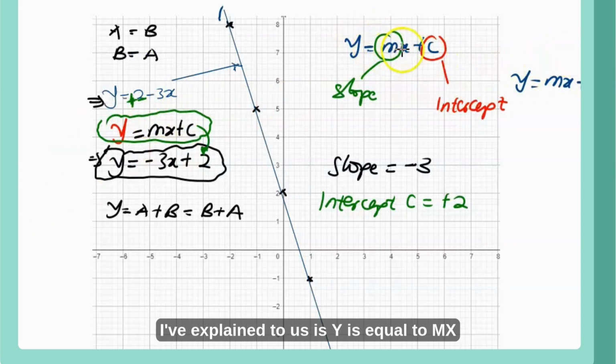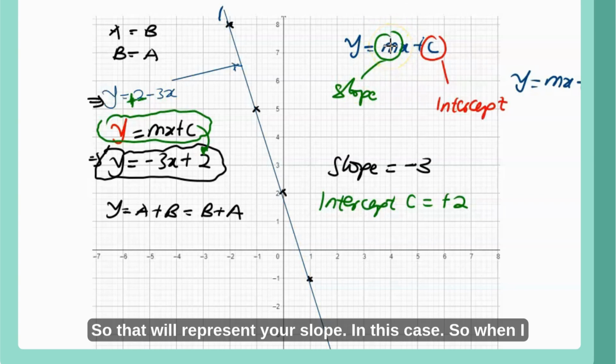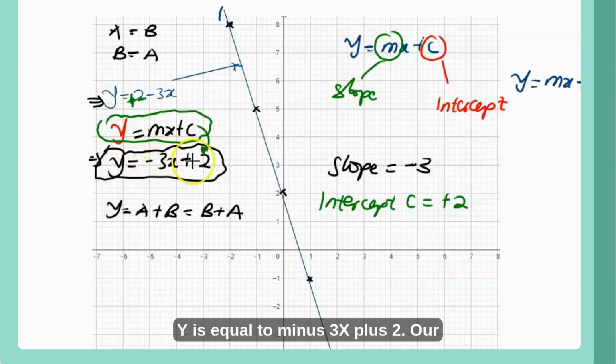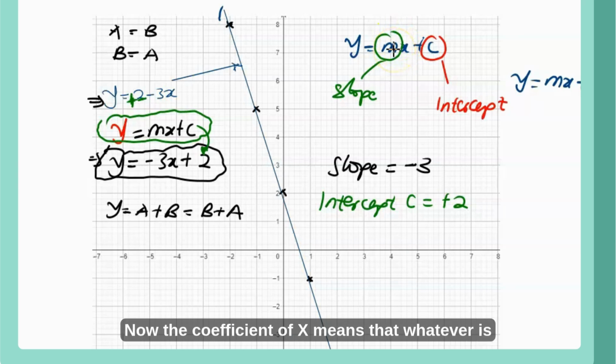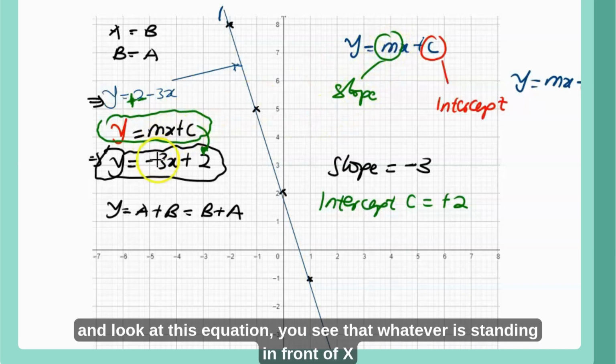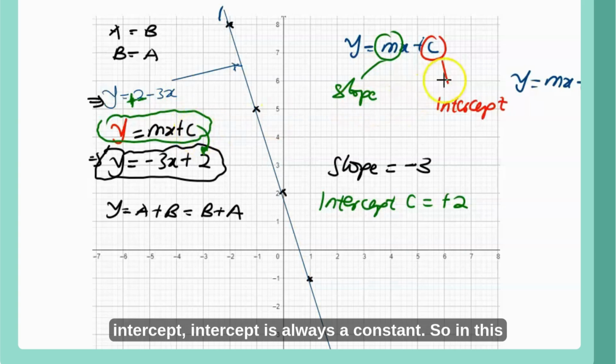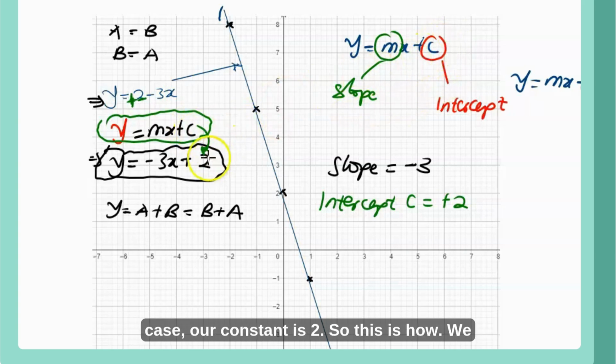The standard equation is y equals mx plus c. Our m is the slope, so whatever value m is represents your slope. When I compared this equation with this, I saw that we had y equals minus 3x plus 2. Our slope is the coefficient of x, which means whatever is standing in front of x. If you look at this equation, what is standing in front of x is minus 3, so our slope is minus 3. The intercept is always a constant, so in this case, our constant is 2. So this is how we were able to get this.